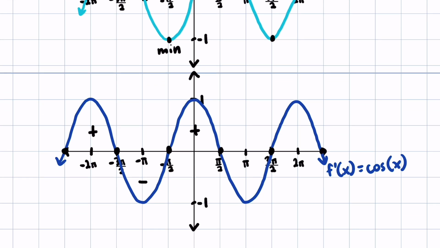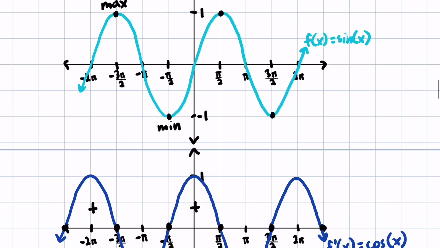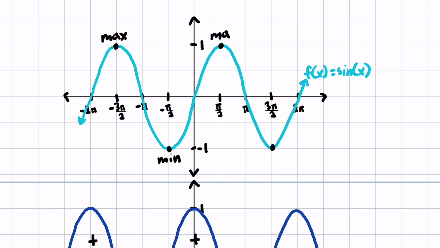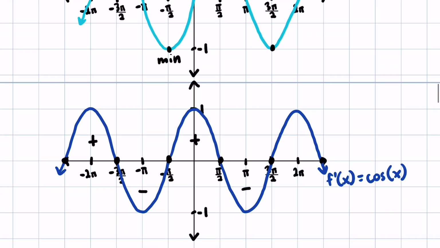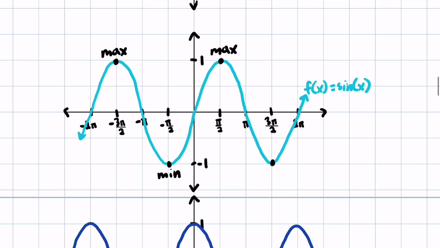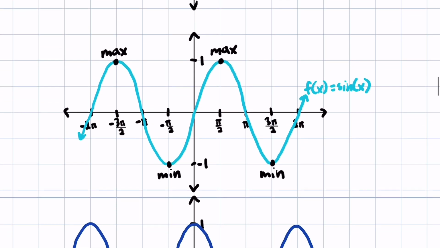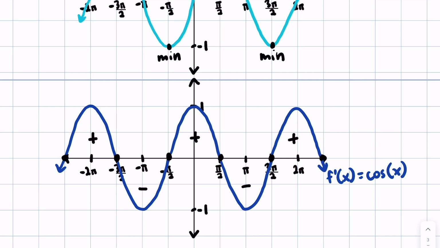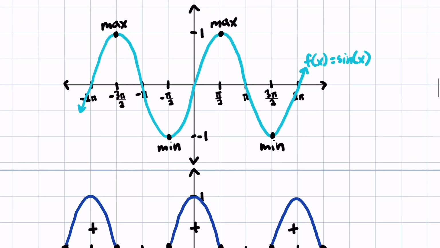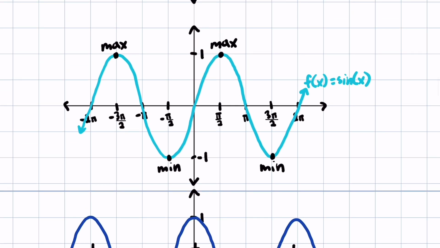At pi over 2, we're changing from positive to negative, so this is going to be a maximum. And then at 3 pi over 2, we're changing from negative to positive, so sine is going to have a minimum. So even if we didn't know what the graph of the original function looked like, if we knew what the zeros of the derivative were and whether it was positive or negative in between those zeros, then we could always tell where the maxima and minima of the original function are.